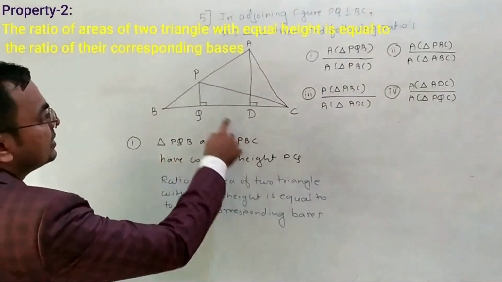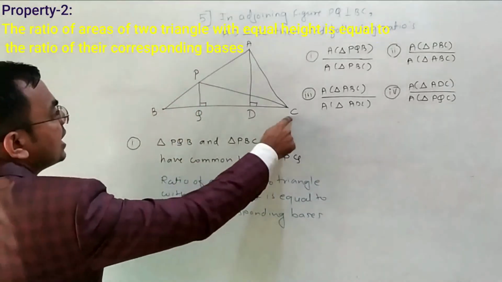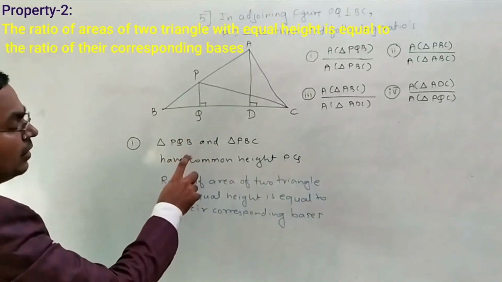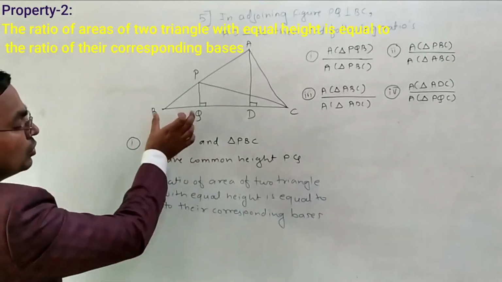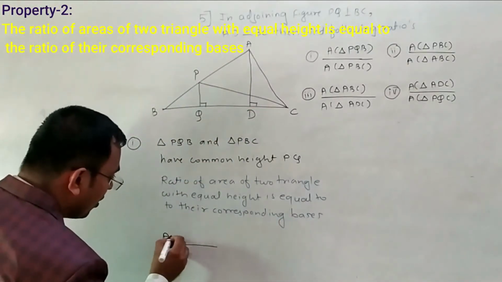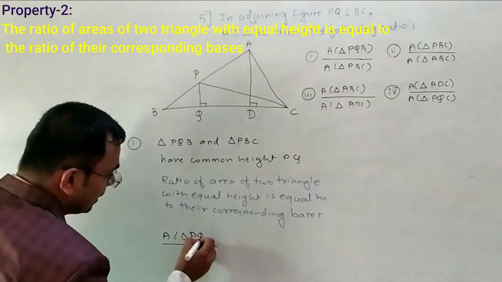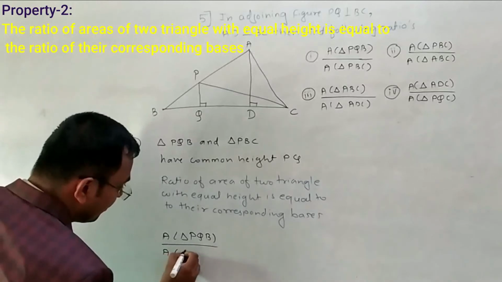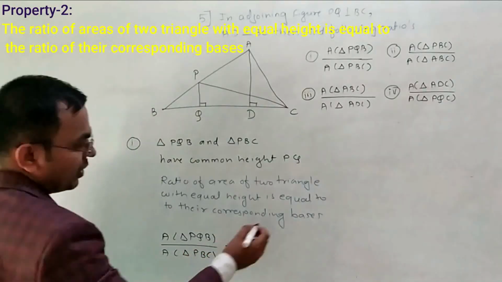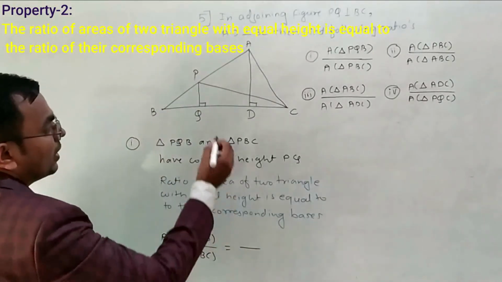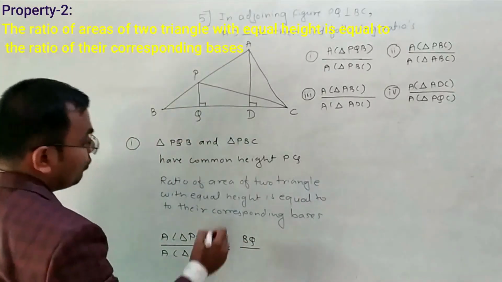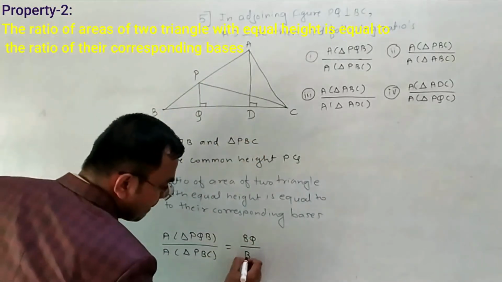Here triangles PQB and PBC have common height PQ, therefore their ratio of area is corresponding to their bases. So ratio of area of triangle PQB and triangle PBC is equal to the ratio of their corresponding bases. So for PQB the base is BQ and for PBC the base is BC.